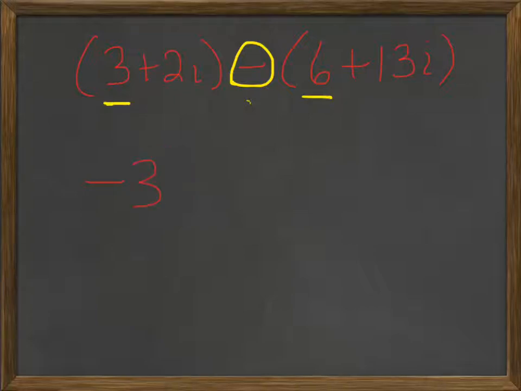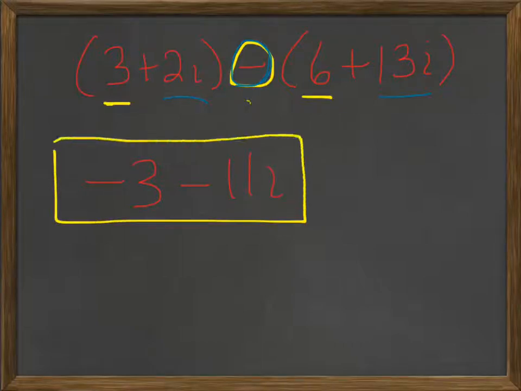Next, we're going to do our imaginary parts, which is positive 2i. Once again, we're going to minus a 13i, which is going to give us a negative 11i. And that is our solution. And that's all there is to it.